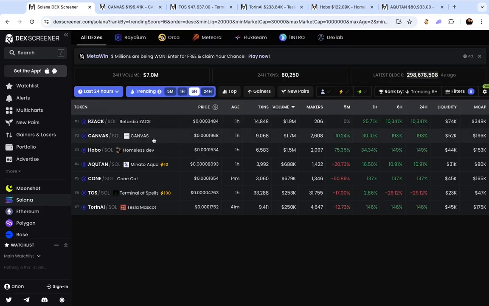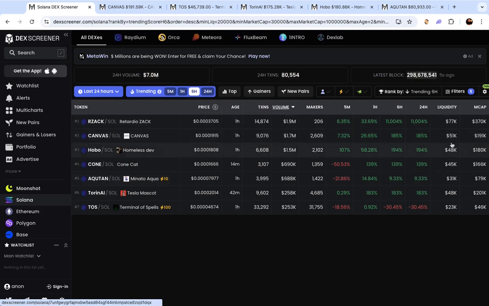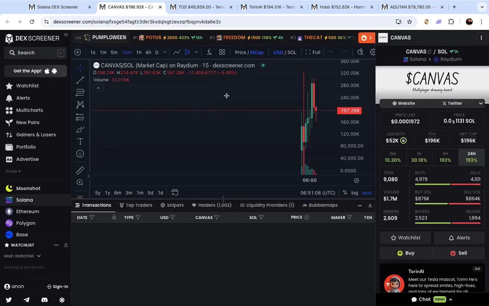Canvas has got 1.7 million volume. It has got 9,668 transactions, 1 hour old. That's the market cap. The liquidity is right over there. If you take a look at the average liquidity, even if we had to put above 30,000 US dollars, we would still get a decent amount of results. So let's take a look at Canvas and see what we are dealing with.